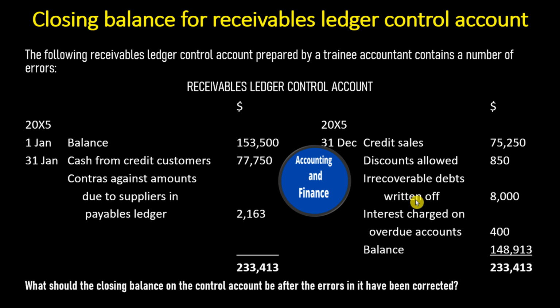Irrecoverable debts written off $8,000. Interest charged on overdue accounts $400. Balance $148,913. Total $233,413. What should the closing balance on the control account be after the errors in it have been corrected?